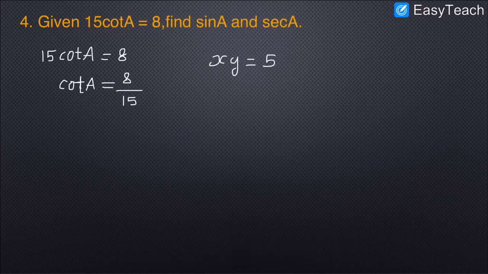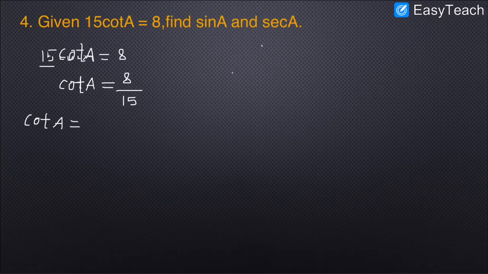This is like normal multiplication. For example, xy equal 5. What we have to do? So what we used to do to find y? So y equal 5 by x, right? When x goes to the other side, it will go as division. The same concept I applied here. So when 15 goes to the other side, it goes as division. 8 by 15. For example, consider 15 as x, cot A as y equal 8. Hope you are clear now?